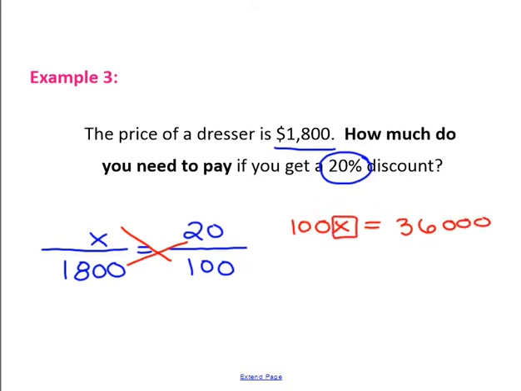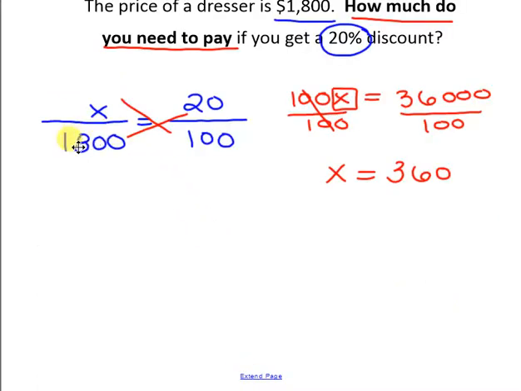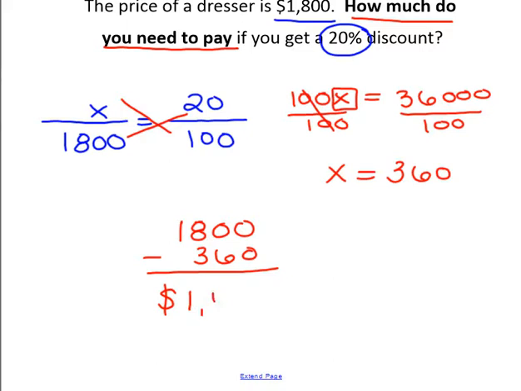I'm going to box my variable, divide both sides by 100. This is going to cancel. X equals, and when you do this division, you're going to get 360. But again, it's asking you how much you're going to need to pay. So what I need to do is take the original price, 1,800, and subtract how much my discount is, 360. And you can, again, do that in your calculator, and you're going to get $1,440. So that's how much you would pay for the dresser after your discount.